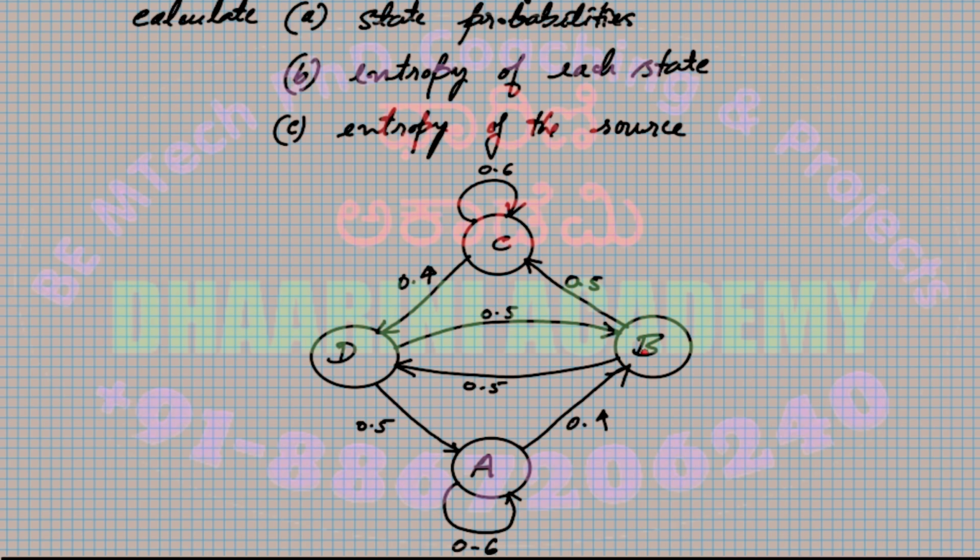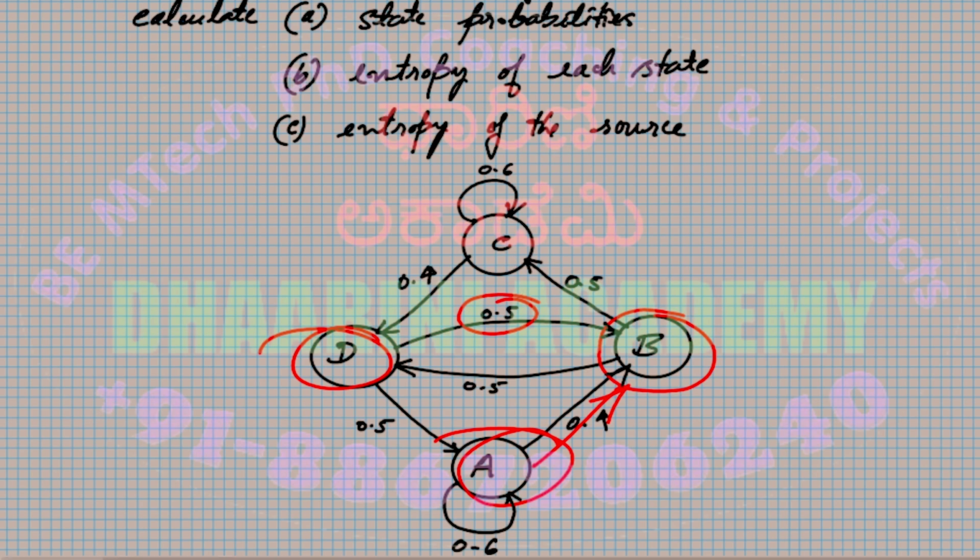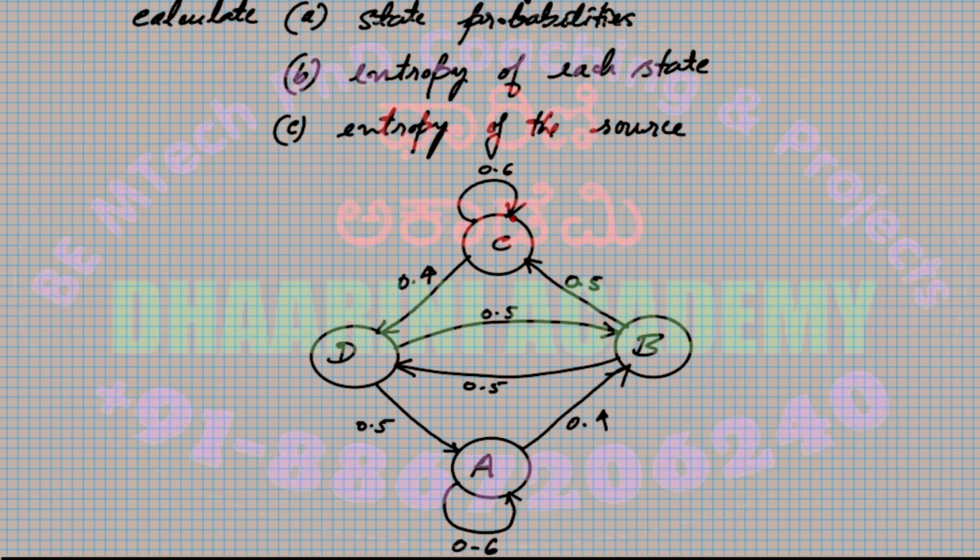For example, let me assume that the current symbol is B. There is a 50% chance that the previous symbol is D, or a 40% chance that the previous symbol is A, because from A I can come to B with 40%, and from D I can come to B with 50% chance. Now you see, if the current symbol is C, the next symbol may not be B.